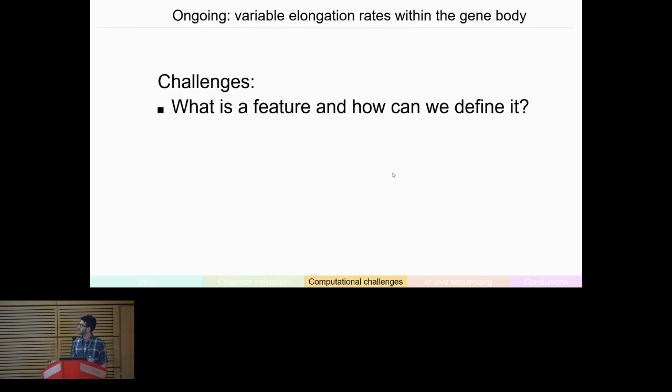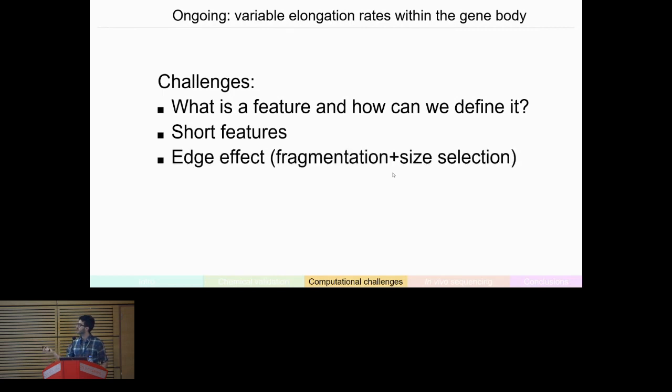The other problem is that we probably are not going to be able to measure really short features. And then for the sequencing people, we also have an edge effect at the limits of the features that comes from fragmentation and size selection. But we do have this simple alternative that I'll show. It's not perfect, but it is something we have, and it's super easy to calculate.